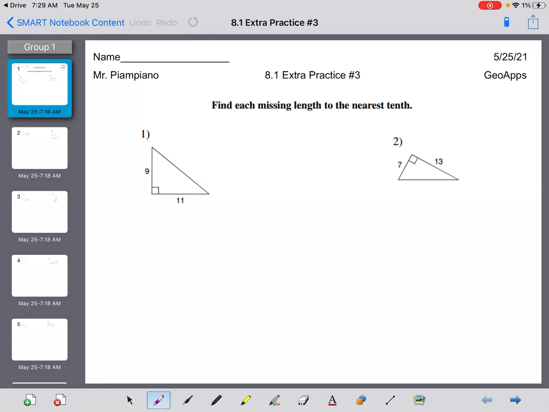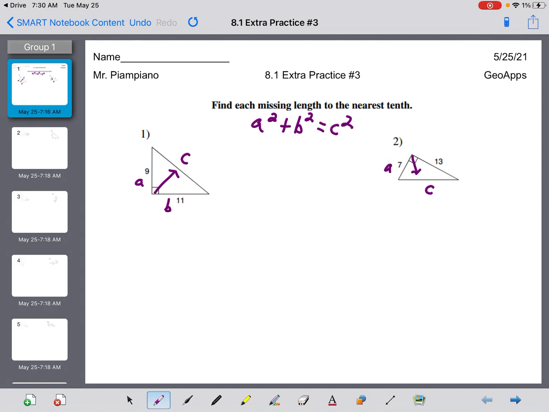All right, everyone, this is your 8.1 extra practice number 3. Again, we're going to continue to use that Pythagorean theorem, which is a squared plus b squared equals c squared. And when you label your sides, your c is always the one across from the 90-degree angle. So if you look at both of our examples here, we are looking for c. We can call 9 a, we can call 11 b, or vice versa.